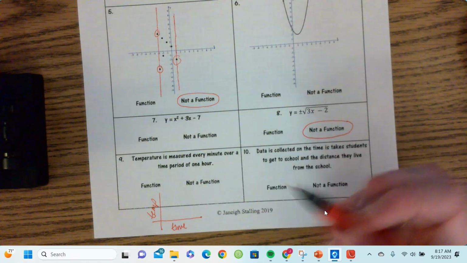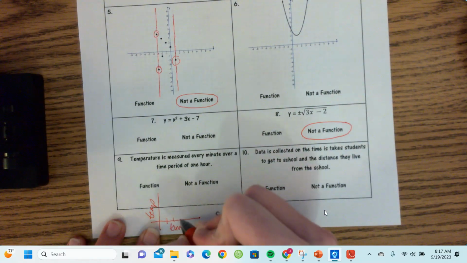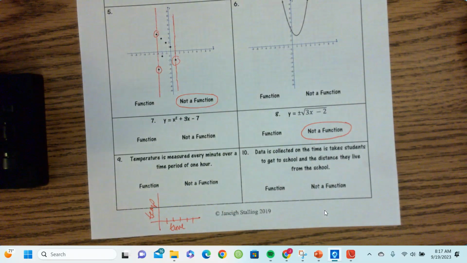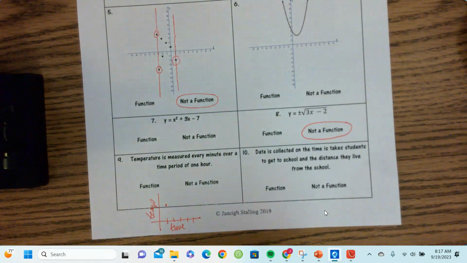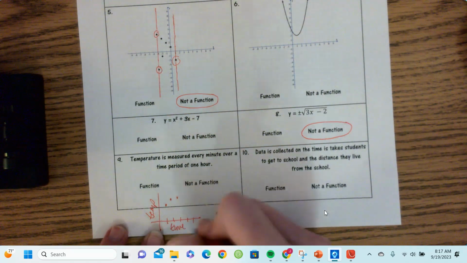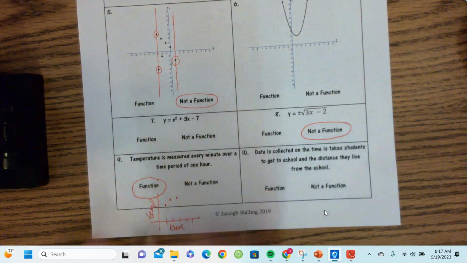So say I do it every minute. So minute 1, 2, 3, 4, 5. If I take the temperature at minute 1, am I going to get more than one answer? No. If I take the temperature at a specific time, I'm going to get one answer. It's 70 degrees outside. And then at minute 2, maybe it's 71 degrees. And then at minute 3, it's still 71 degrees. So with time as your x, you're only going to have one output value, or one y, for each x value. Word problems are the hardest.